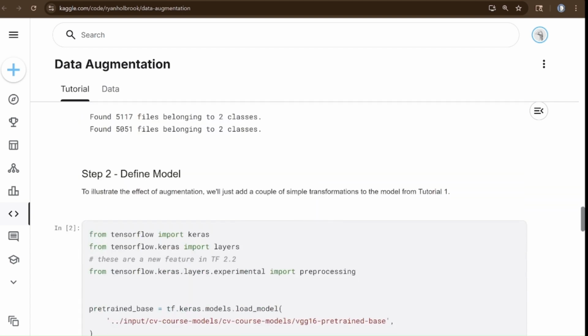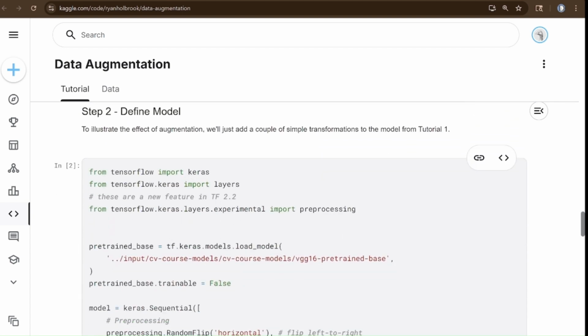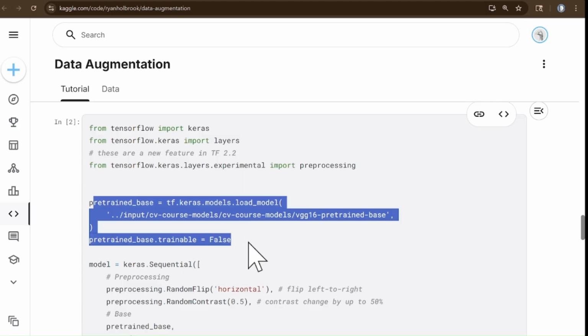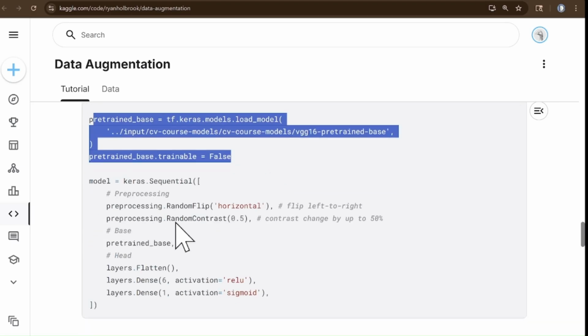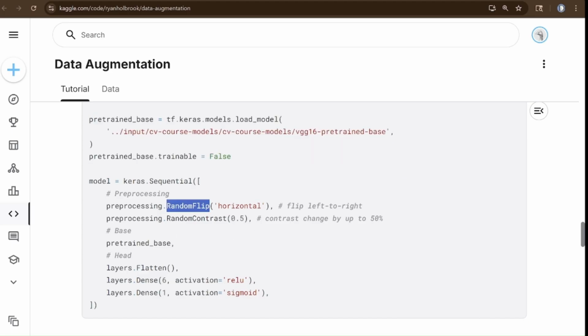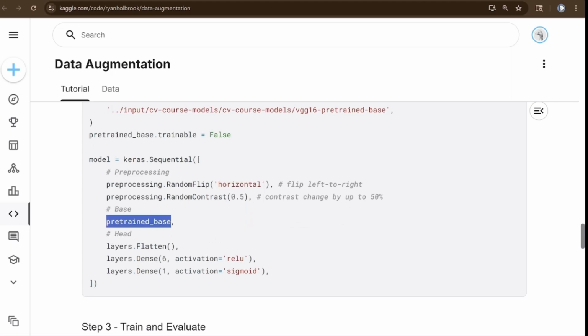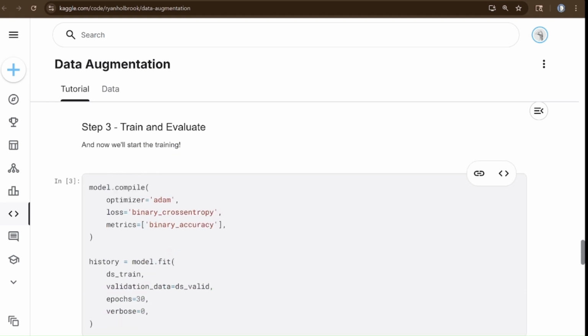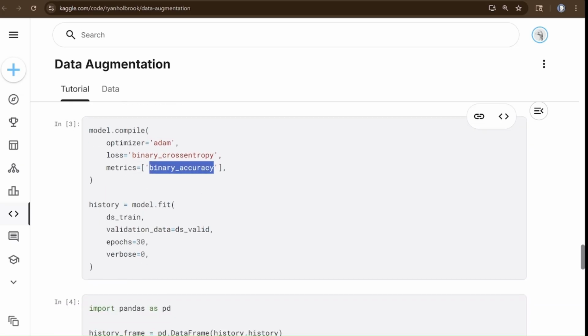Next you have to define the model. See, import keras, import layers. This is the pre-trained base model. Here you are not starting from scratch, but you have a trained model. And now you are using RandomFlip horizontal. This will flip from left to right, and you are also applying contrast, so you are changing contrast also. You are using the pre-trained base, and here in the head part you are doing flatten and using dense layers. Once it is done, you are training. Optimizer is Adam, loss is binary cross entropy, metrics is binary accuracy. You are storing it in history.